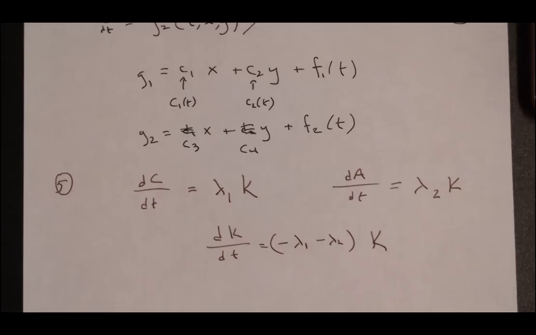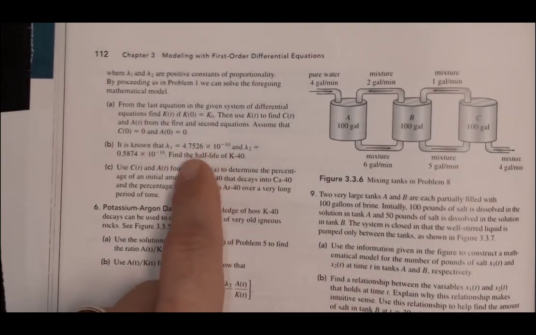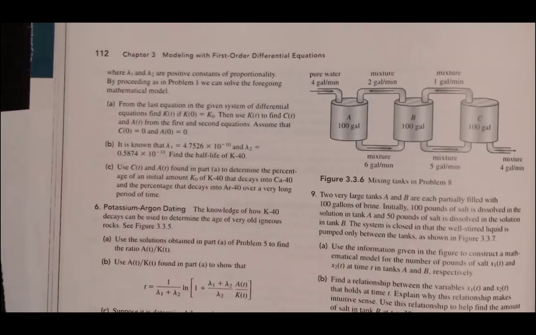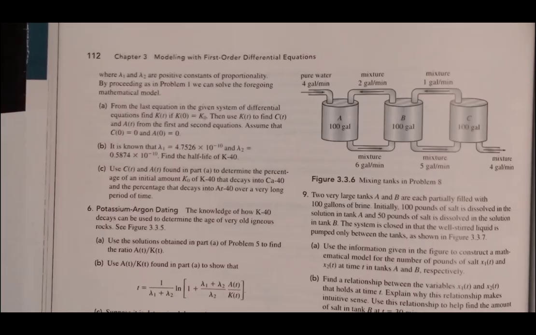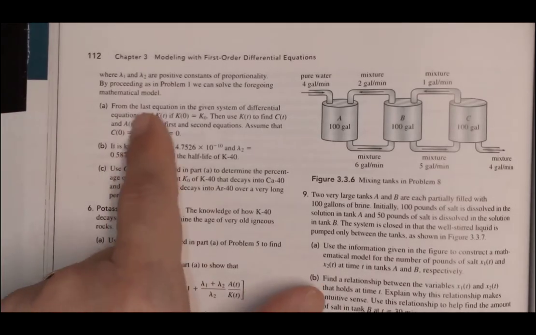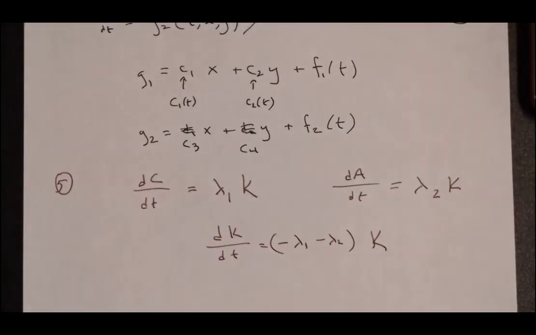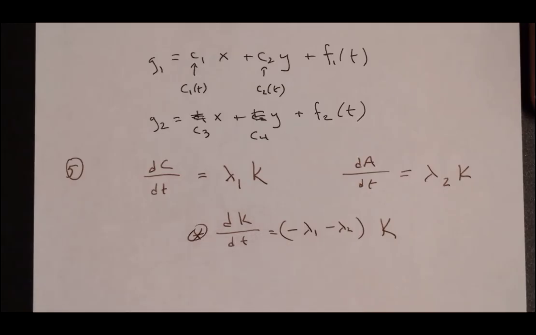It's not short. But I've created a model just from the setting. And by the way, the textbook actually gives me these two numbers, lambda 1 and lambda 2, and says, if you know that, how long is it going to take for half your potassium to disappear? Well, I have to work out the equations. Let's at least do part of this. Let's start here. That one's separable. Let's solve that sucker.